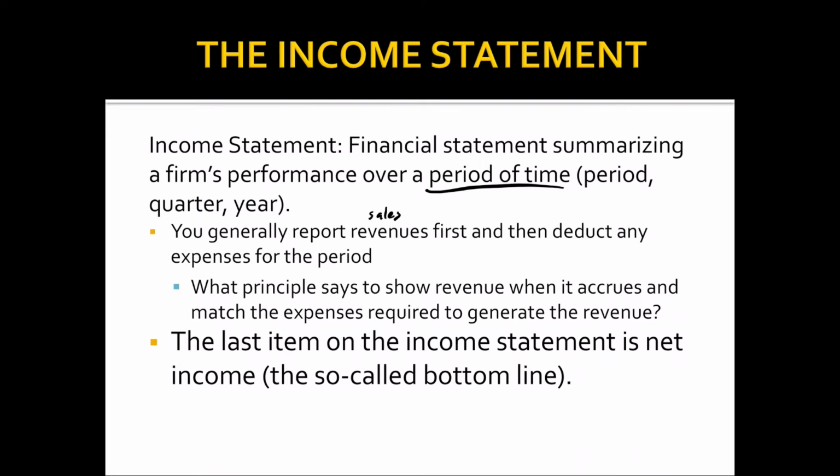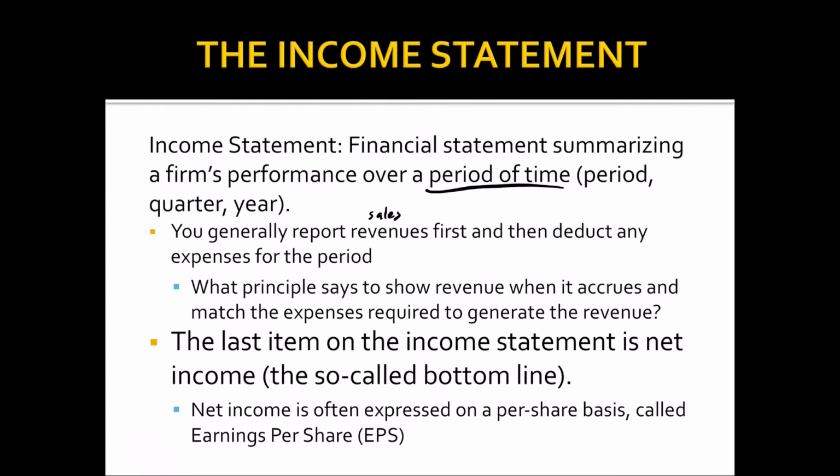The last item on your income statement is net income, or the so-called bottom line. Sometimes you will see net income showcased on a per share basis, which would be simply earnings per share, which is net income divided by shares outstanding.